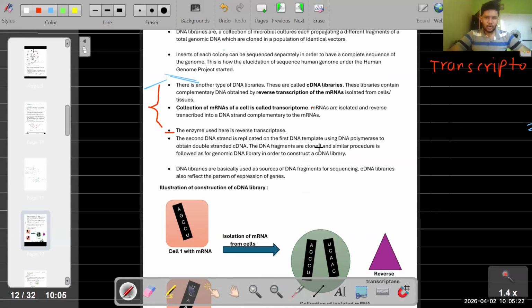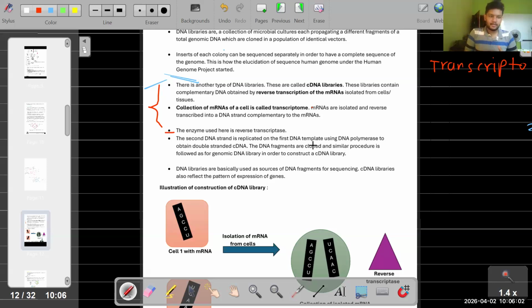The DNA fragments are cloned. Cloned means simply what? Now just in your words, try to think what is cloning. Identically multiplied. Very good, you're somewhat there. So here they are saying the DNA fragments are cloned, which means they have been identically multiplied. How did they multiply? They have been inserted into a host cell for multiplication. Can you understand?